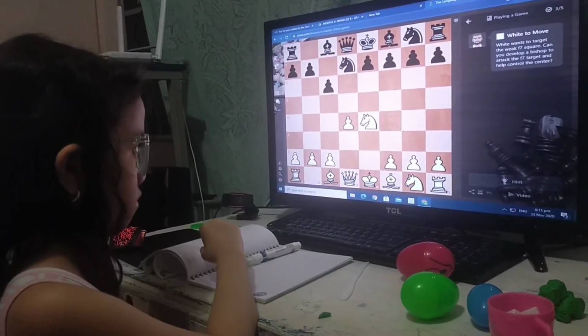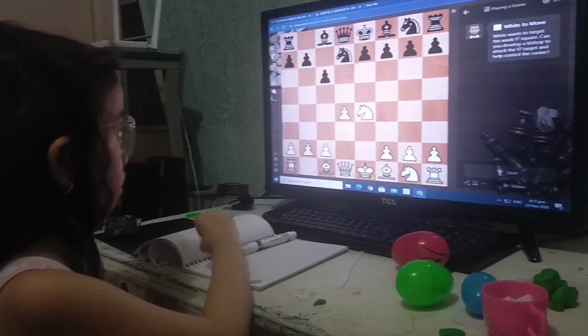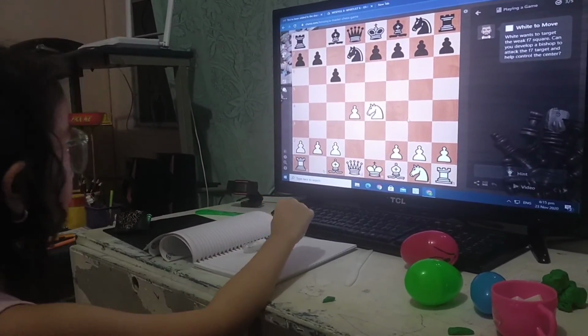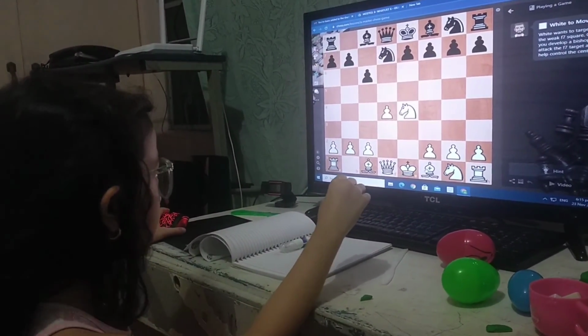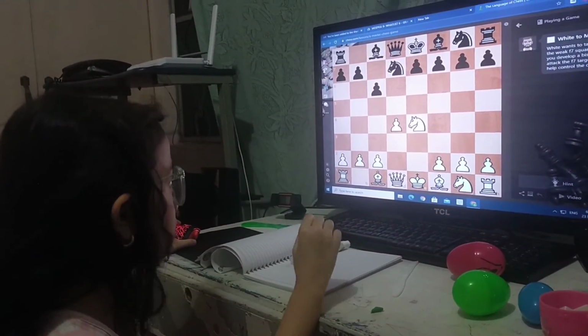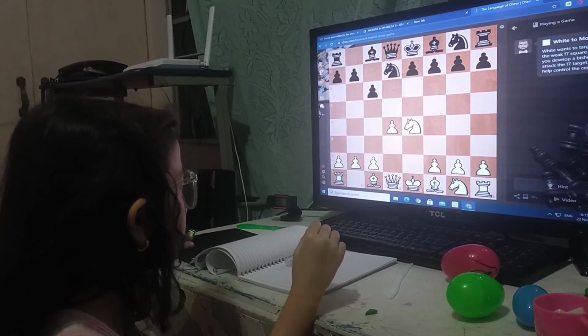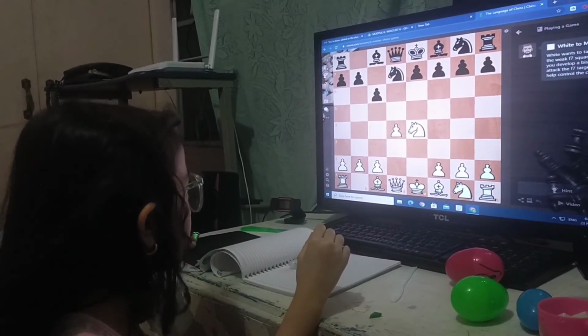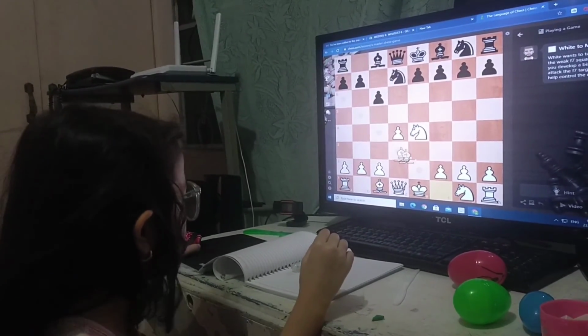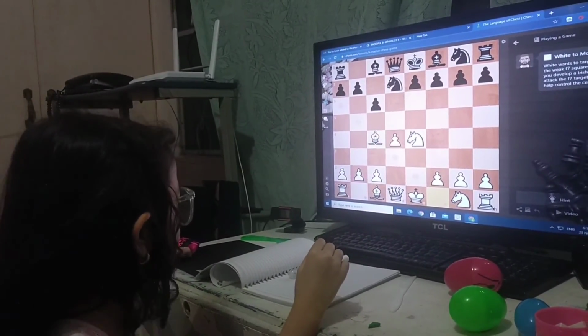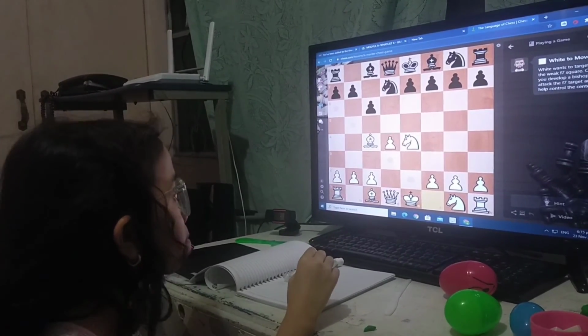Anong ginawa niya kanina? Ititreat daw yung F7. Bishop. Yan. Saan? C. Saan niya nilagay kanina yan? Mali yan dyan. Yan. Bishop C4. Yan. Good job.